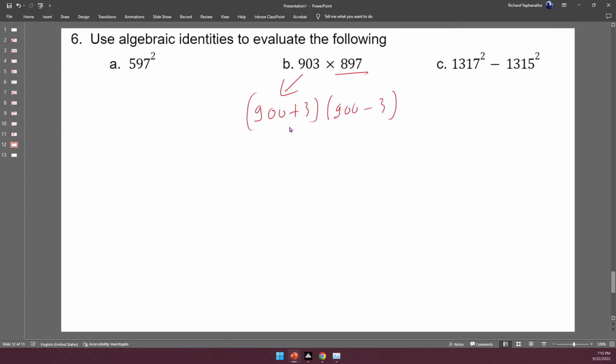Yes, that's a good question, Chloe. But some people like to do the hard way. I don't know why. 900 squared minus 3 squared. Just open another tab if you don't want to miss out. Can also minus 9. So it will be 809,991. Ta-da! Okay, last one, the C.